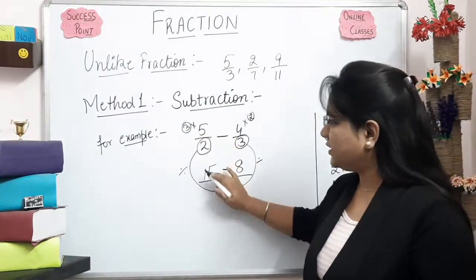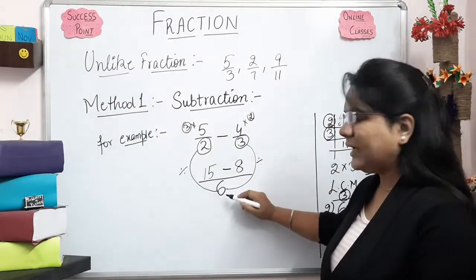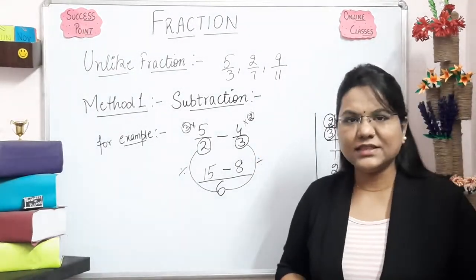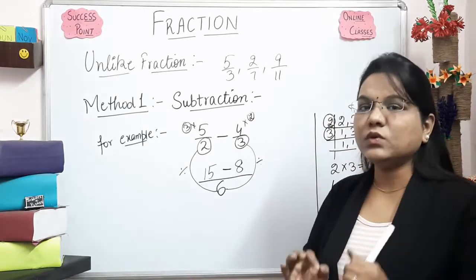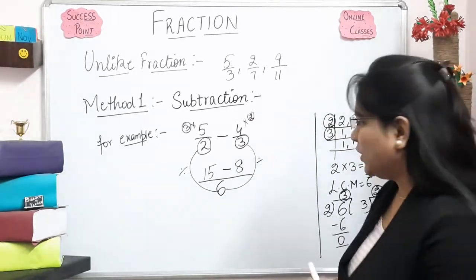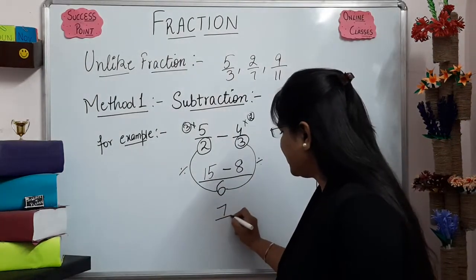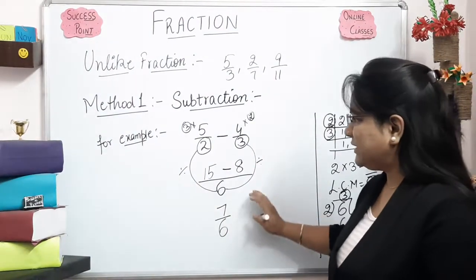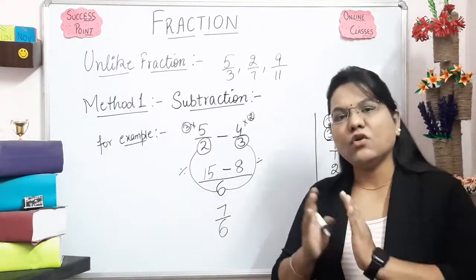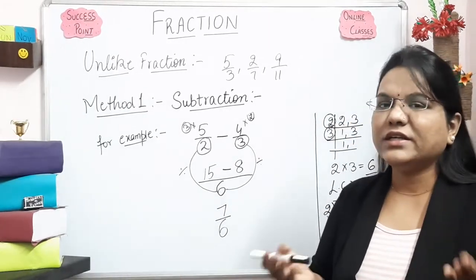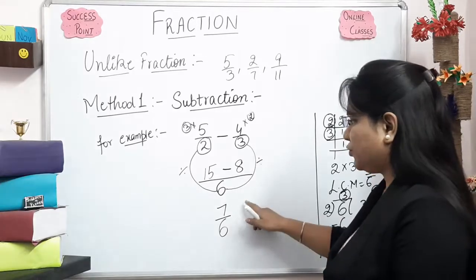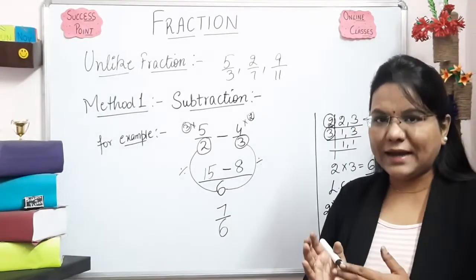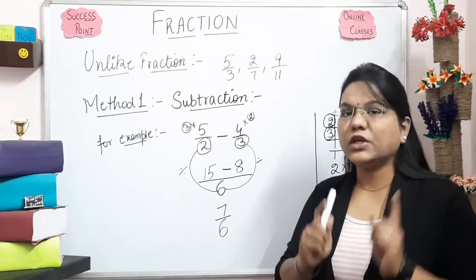So 5 threes are 15. 3 and 6, if you divide, you get the answer 2, and 4 twos are 8. Then the last step is you need to subtract them. So 15 minus 8, we get the answer as 7 by 6. Okay guys? So we just have to check whether it is addition or subtraction. If it is addition, you add them, and if it is subtraction, you perform subtraction. So this is all about how to add or subtract unlike fractions using the LCM method.